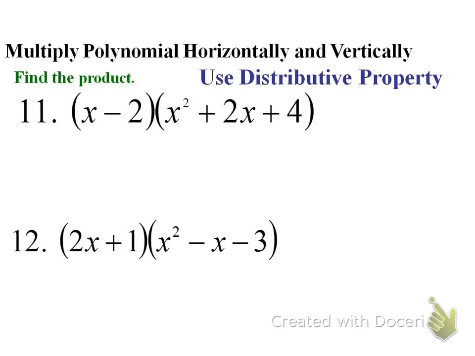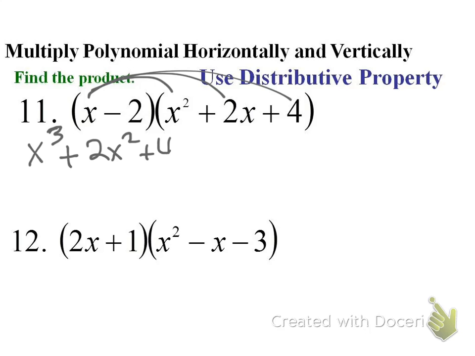All right, we looked at some similar to this last chapter, but it was always a binomial times a binomial, meaning 2 terms in each set of parentheses. Now we have a binomial times a trinomial. It's the exact same process, though. We just double distribute. So distribute the x first. That would give you x to the third plus 2x squared plus 4x. Now we'll go ahead and distribute the negative 2. So minus 2x squared minus 4x minus 8.